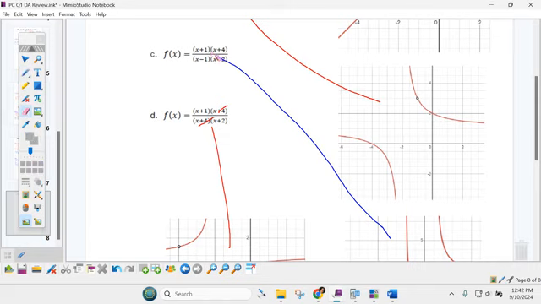None of these factors divide, so there is no hole. Make sure you can do this entire review independently and confidently, and then you are ready for the district assessment.